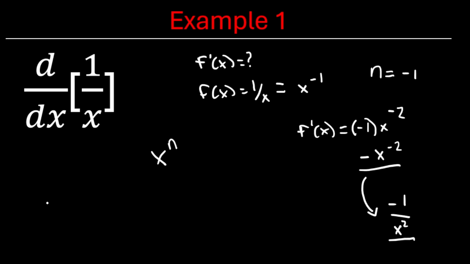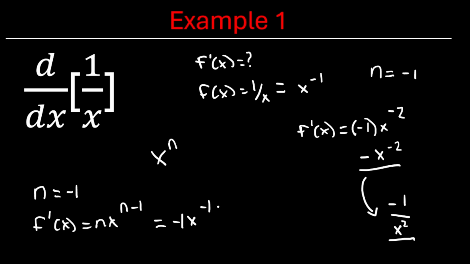Now, if we want to plug directly into the equation, remember n equals minus 1, and the equation being f prime of x equals n times x to the n minus 1, which gives us minus 1 times x to the minus 1 minus 1, or minus x to the minus 2 again.